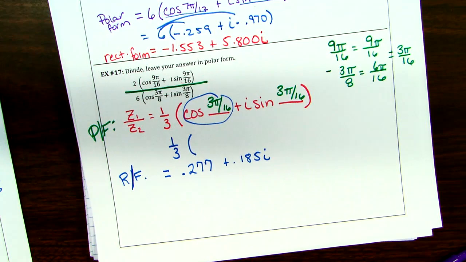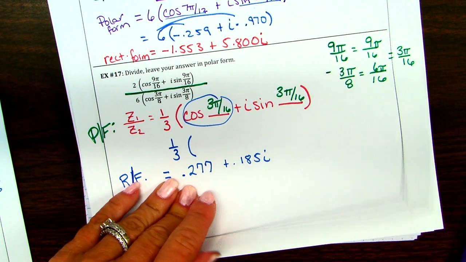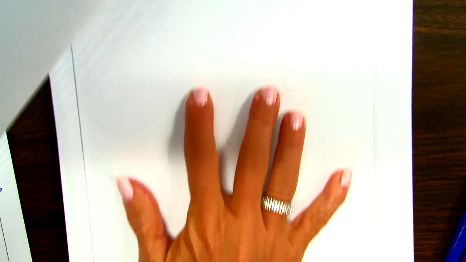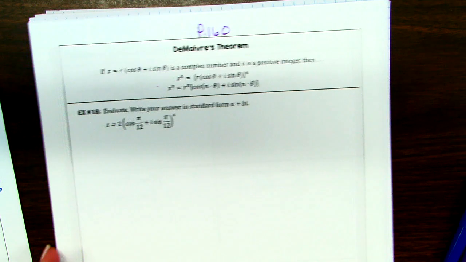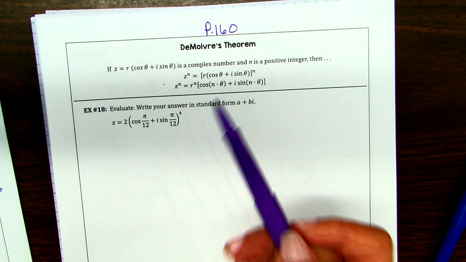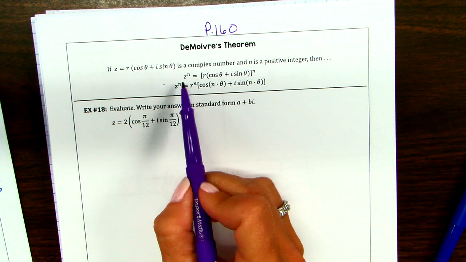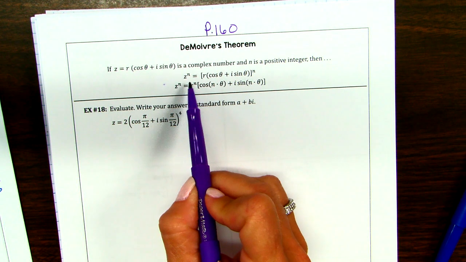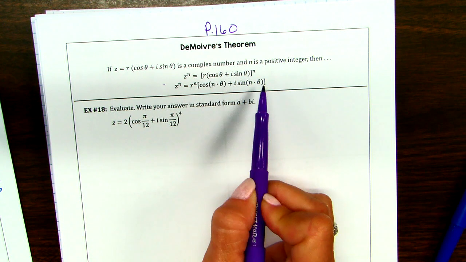Last one, very similar to it. I don't speak French, so I'm sure I'm mispronouncing this guy's name, but I think it's De Moivre. He is some important guy in math. I'm not really sure why he got his own little name and a whole page to do a problem that's this big, but we just go with it. So De Moivre came up with a way of taking a rectangular equation, a complex number, and raising it to a power.